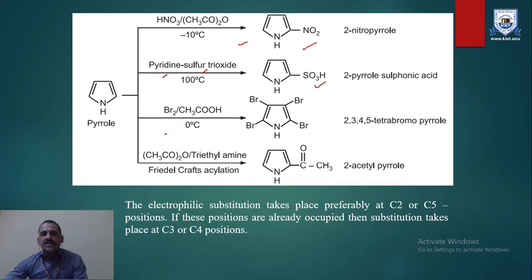The halogenation reactions are generally complete in the presence of acetic acid at 0 degree centigrade temperature, where 2,3,4,5-tetrabromopyrrole will be formed as a yield. The last reaction is the Friedel-Crafts acylation reaction, which will be complete in the presence of acetic anhydride, and the product will be 2-acetyl pyrrole.